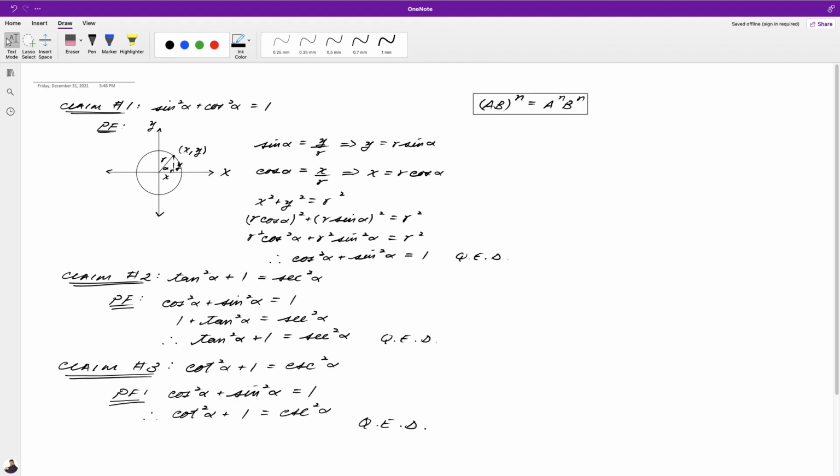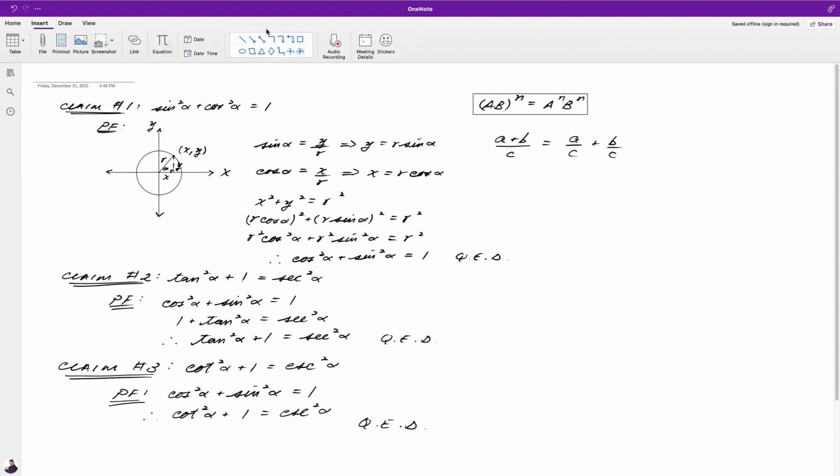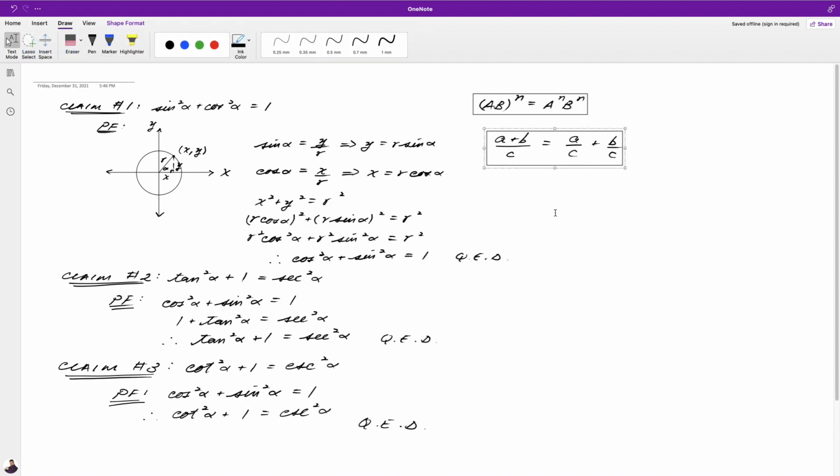Not that tricky. I suppose I should point out that I am using the property (A plus B) over C is equal to A over C plus B over C. That's fairly evident there, right? But I should be responsible and point that out anyway. Well, there you go. Hopefully you found that video to be helpful to understand not only how these Pythagorean identities work, but most importantly, why they work.